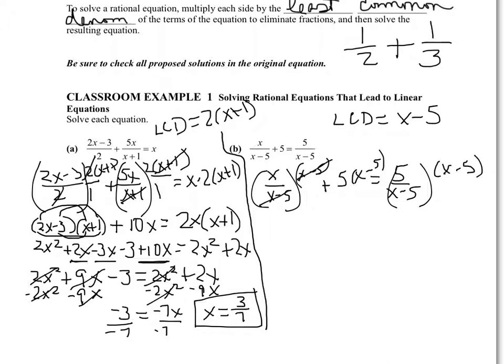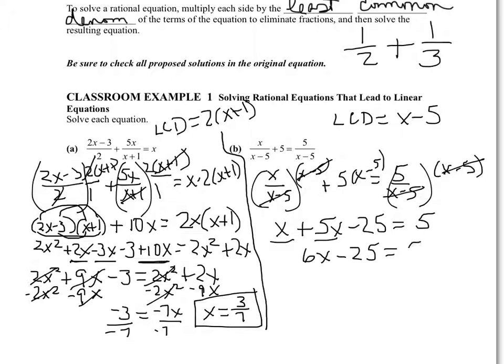So my first term just becomes x plus, now nothing cancels in this next expression because there wasn't a fraction, there's not a denominator there. I simply use the distributive property and I will have 5x minus 25. As I move to the right side of the equal sign, the x minus 5's cancel, leaving me with just 5. So this is cleaned up very nicely. I do see some like terms on the left. I can add the x plus 5x. That will give me 6x. So 6x minus 25 equals 5.